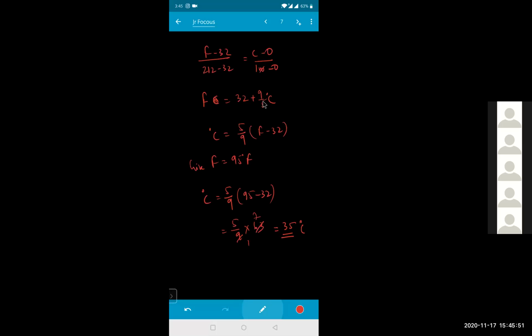F is equal to 32 plus 9 by 5 times degree centigrade. So if we take degree centigrade out, it is 5 by 9 into F minus 32. This formula we already have. The value of F is given in the problem as 95.